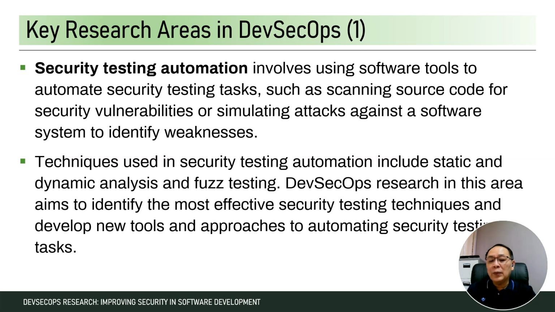A lot of techniques can be used in terms of testing automation, like fuzzing, static and dynamic analysis. The DevSecOps research in this area would aim to identify the most effective security testing techniques and develop new tools and approaches to automating security testing tasks.